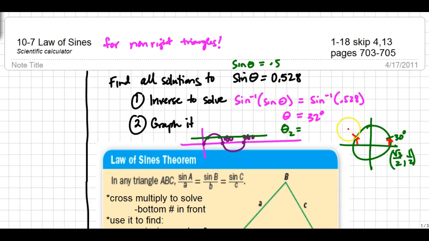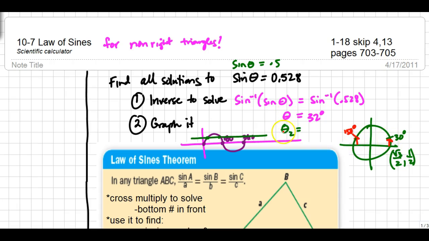So what is this value over here? Well, it's going to be a number less than 180. It's going to have the same relationship to the x-axis that this value does. Since this one is 30 degrees away, this one's going to be 30 degrees as well. So if we go to 180 and then take 30 degrees back, we'd be at 150. So there's another answer that's less than 180 degrees away from the answer that we got.